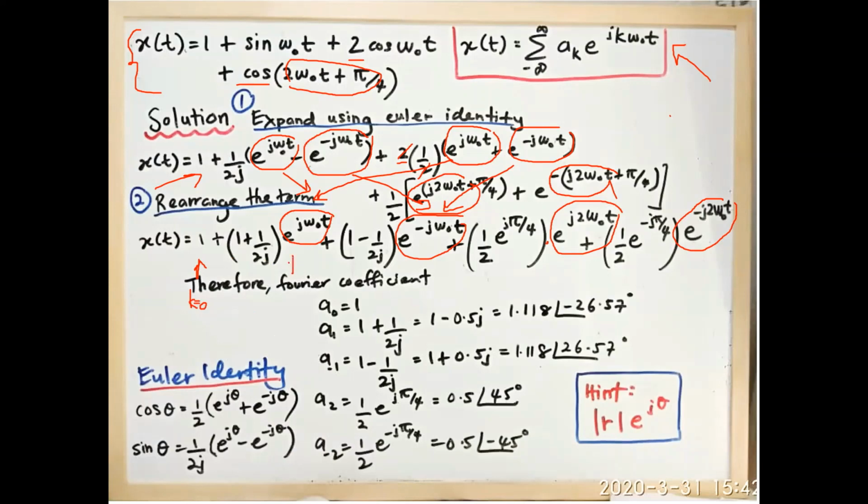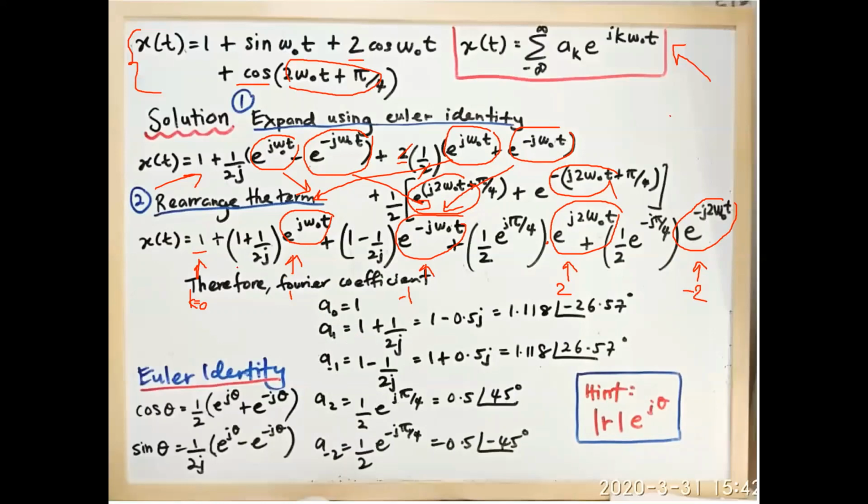K equal to 1. Okay, k equal to minus 1. This is k equal to 2. And this is k equal to minus 2. So you can take out the value. So A naught is equal to 1.